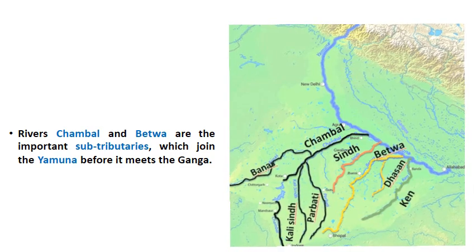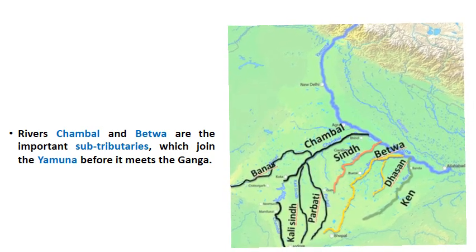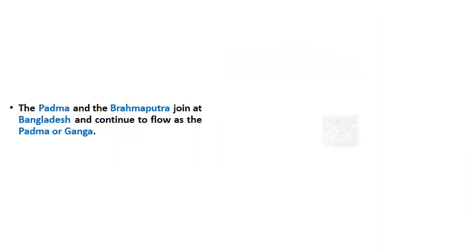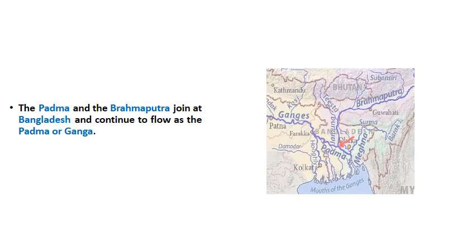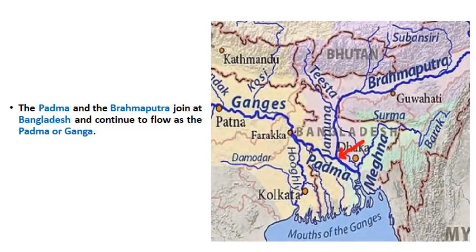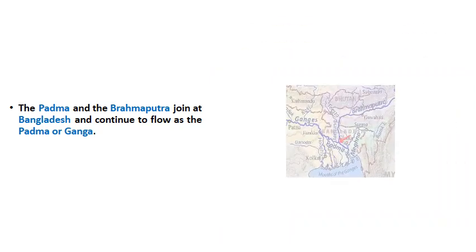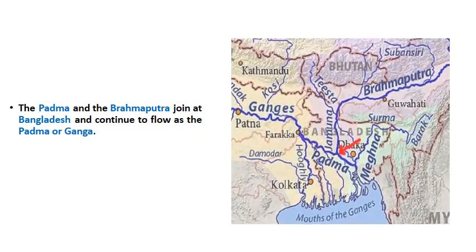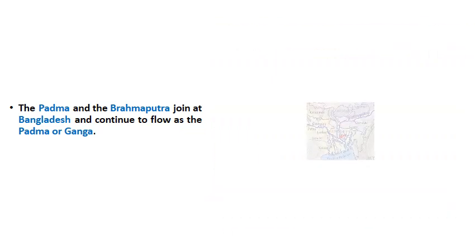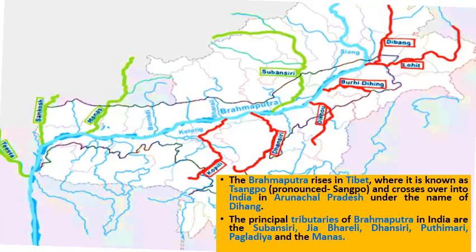Rivers Chambal and Betwa are the important sub-tributaries which join the Yamuna before it meets the Ganga. The Padma and the Brahmaputra join in Bangladesh and continue to flow as the Padma.